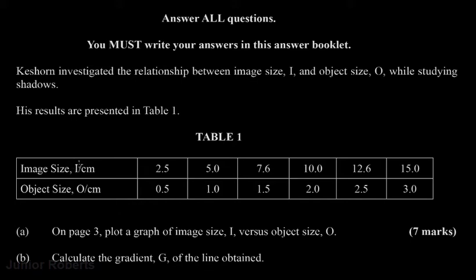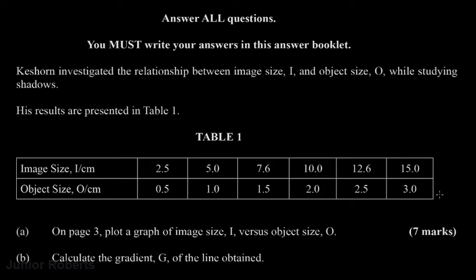Image size varies with object size. We see that image size goes from 2.5 centimeters up to 15. Similarly, the object size goes from 0.5 centimeters up to 3 centimeters. Now, the first thing we're required to do is, on page 3, plot a graph of image size I versus object size O.